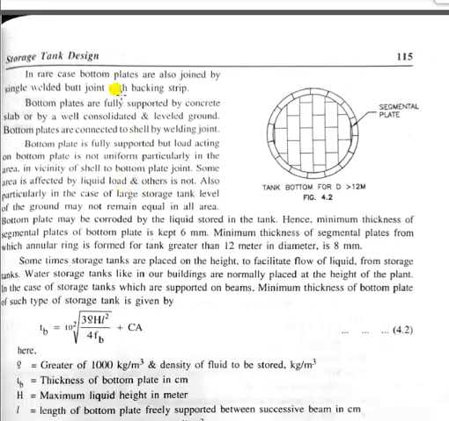In rare cases, bottom plates are also joined by a single welded butt joint with a backing strip. In a few cases there is a requirement that plates are joined by a single welded joint with a backing strip.